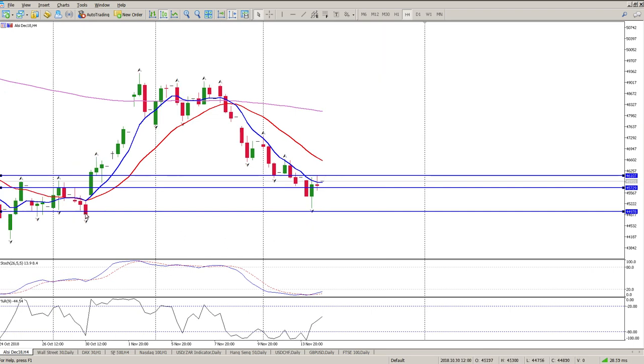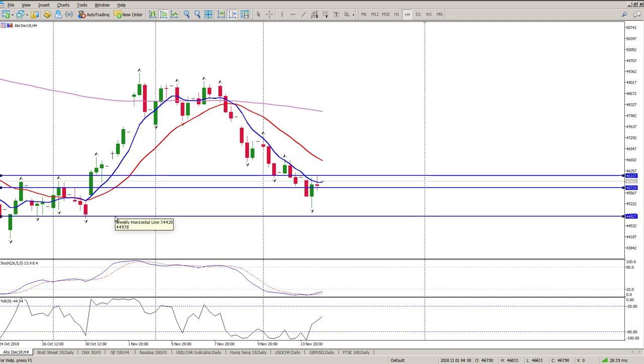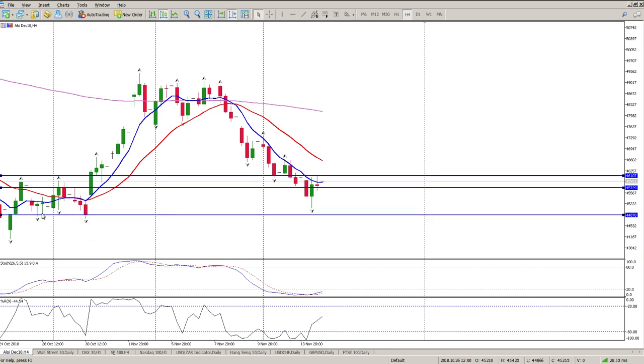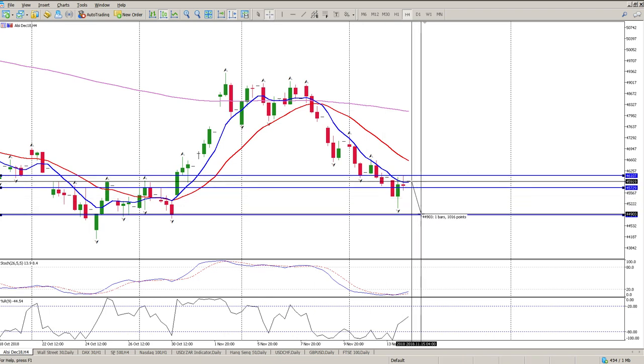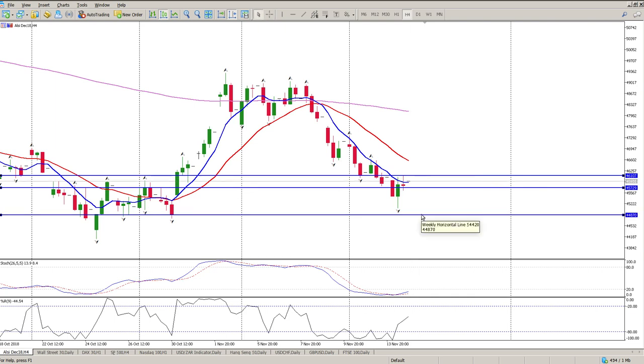This gap hasn't closed yet either. That gap is down there, so this gap is still wide open. That's kind of what I'm looking for. I'm looking for a reason to get short, and I'm looking to target a good 1,000-point trade here. So that's me on the Aussie for this morning.